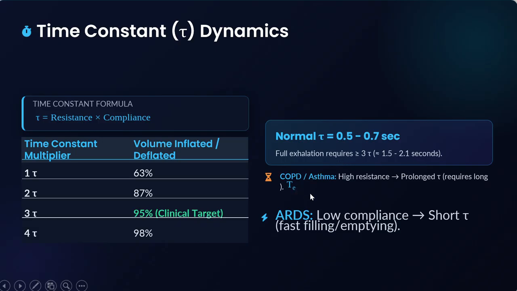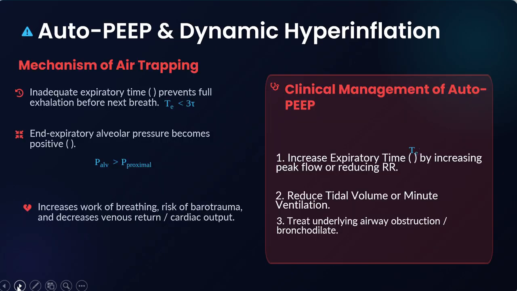It is different according to the case. In COPD and asthma, with high resistance, the time constant is prolonged and requires a long time. In ARDS, with low compliance, the time constant is short. It may be around 2.5 in COPD and 0.9 in ARDS.